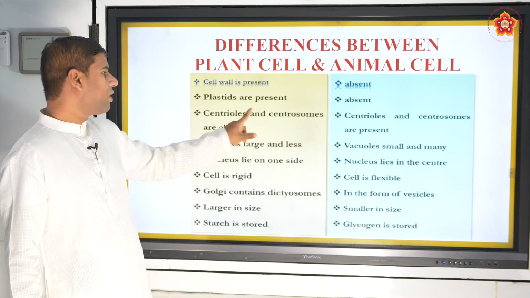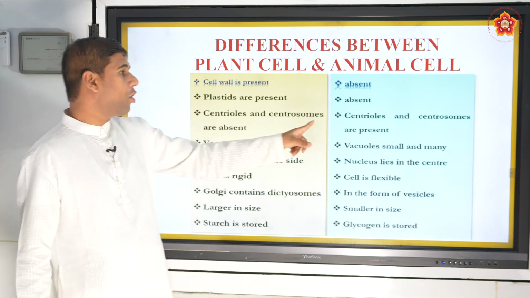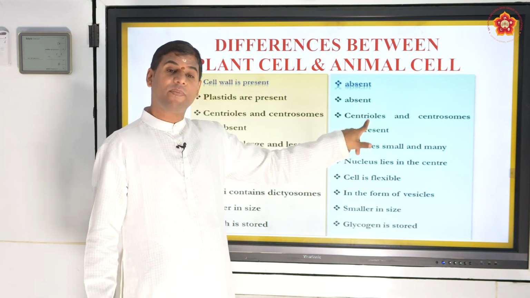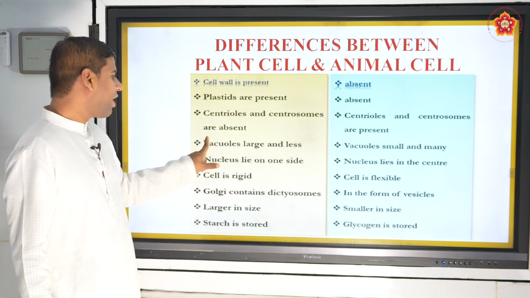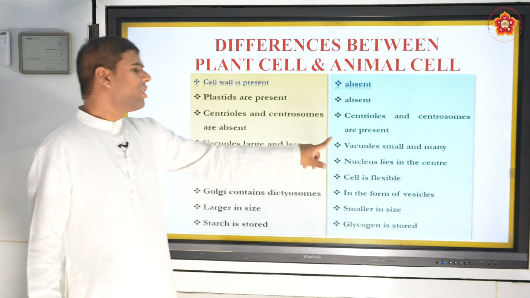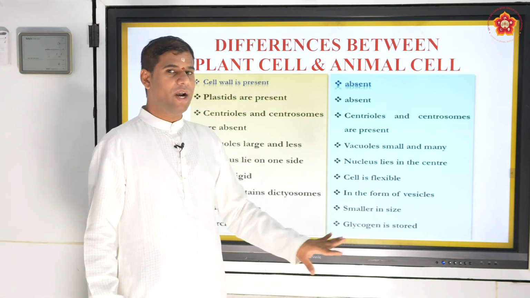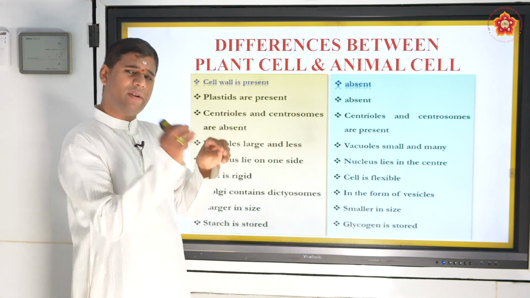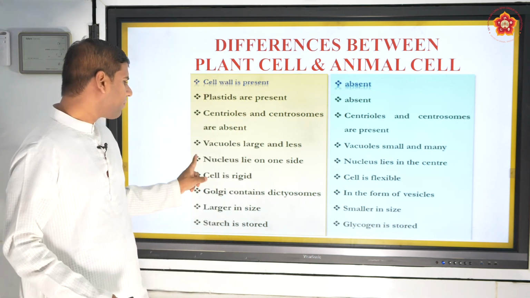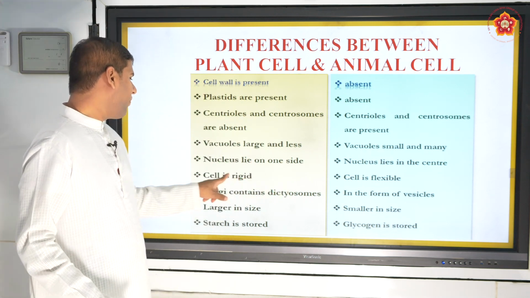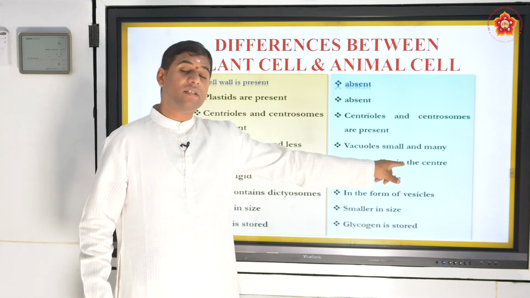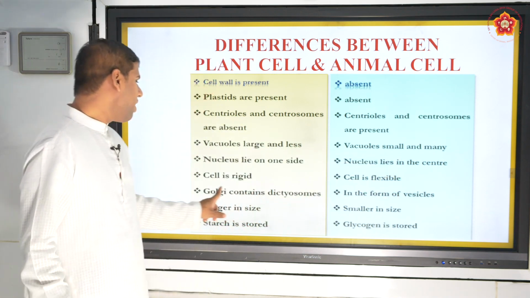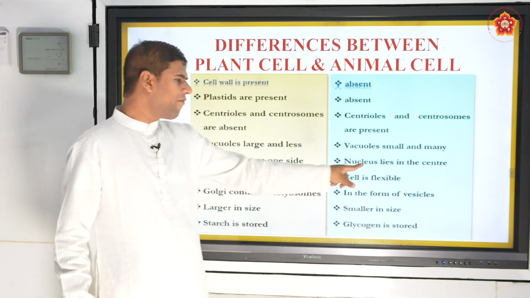Plastids are absent in the animal cell. Centrioles and centrosomes are absent in the plant cell, but present in the animal cell. Vacuoles: large and few in the plant cell, small and many in the animal cell. Here you have the large vacuole, here are very small ones. Then the nucleus lies on one side in the plant cell, while in the animal cell the nucleus lies at the center. And the cell is rigid here, while the animal cell is a little bit flexible.